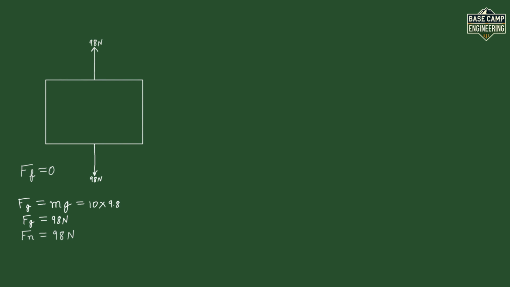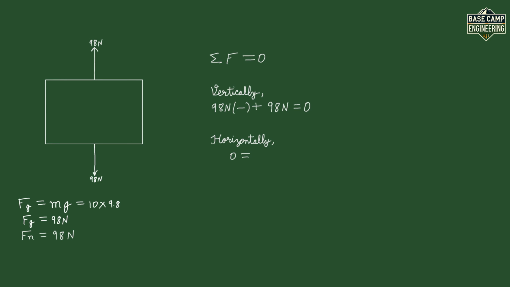This FBD allows us to verify equilibrium by ensuring the net force, sigma F, equals 0 in both vertical and horizontal directions. Vertically, 98 newtons down plus 98 newtons up equals 0, and horizontally, 0 newtons equals 0. This is vital for engineering applications like designing stable structures or machines. Let's solve an example to deepen your understanding of FBDs in static analysis, focusing on a slightly more complex system.